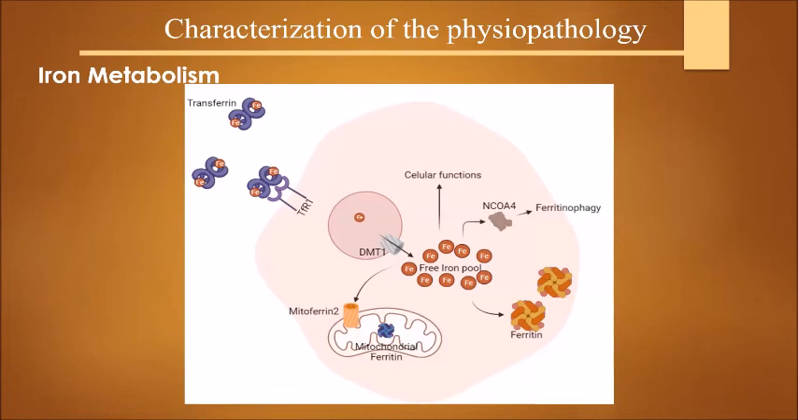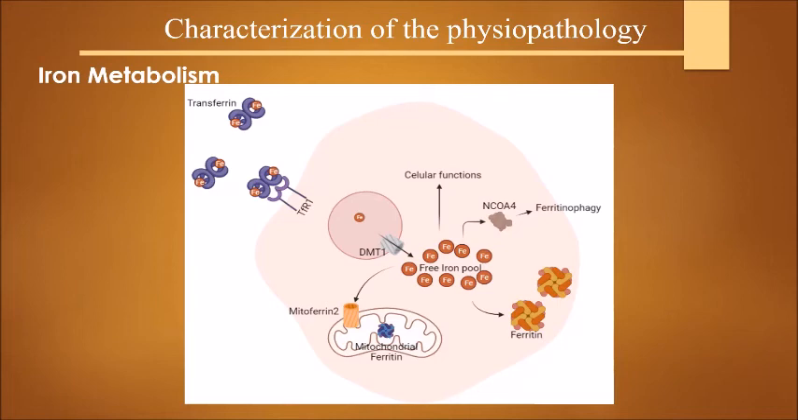I'm going to give a brief introduction of iron metabolism. Iron is transported by transferrin in the blood. The transferrin receptor catches the transferrin and passes the iron inside the cells in vesicles. The DMT1 is another protein that passes the iron to the cytoplasm and creates the free iron pool. The free iron pool could be used as a store to create ferritin, it could be used for cellular function, or it could go inside the mitochondria by mitoferrin 2. And here it could be used to create mitochondrial ferritin, or it could be used for iron-sulfur clusters.